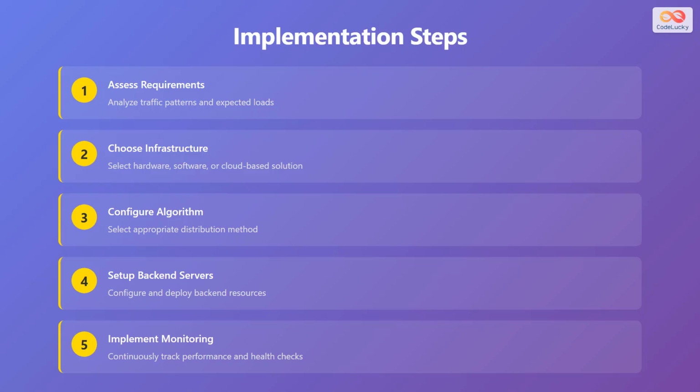Third, configure the appropriate algorithm that determines how traffic gets distributed among servers. Fourth, set up backend servers with proper configuration and ensure they are ready to handle incoming requests. Fifth, and finally, implement continuous monitoring with health checks and performance tracking to ensure your load balancing system operates smoothly. These steps ensure a successful and effective load balancing deployment.